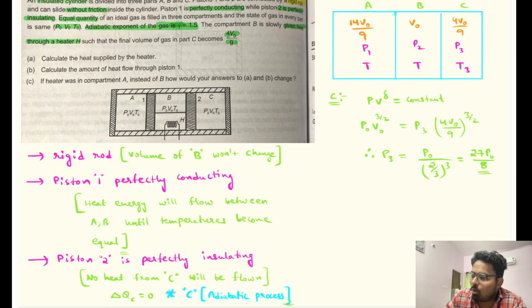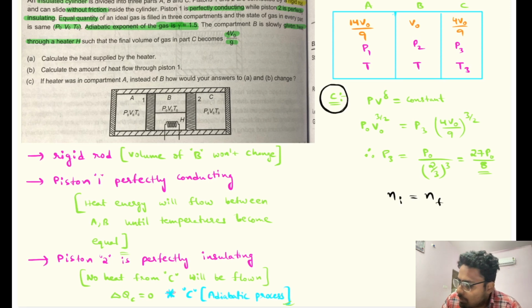Then, sir, how to find the temperature T3? For temperature T3, I can replace PV with nRT, and I can write TV power gamma minus 1. Or else we know the number of moles initial and number of moles final will be the same. In compartment C, in any compartment, the number of moles initial and final must be the same. So n initial must be equal to n final, and PV equals nRT. So n is nothing but PV by RT.